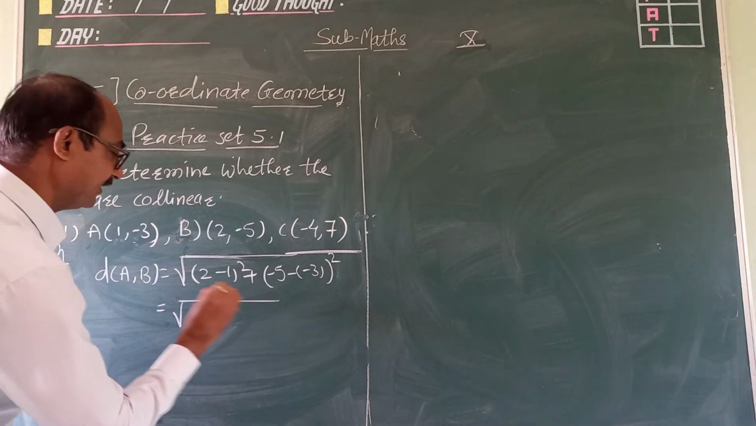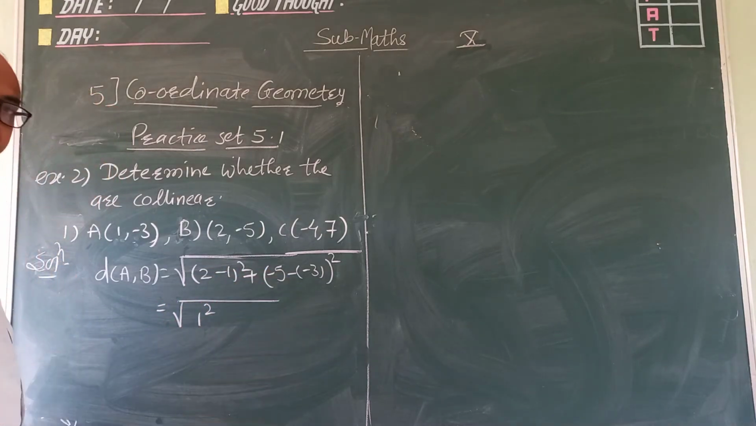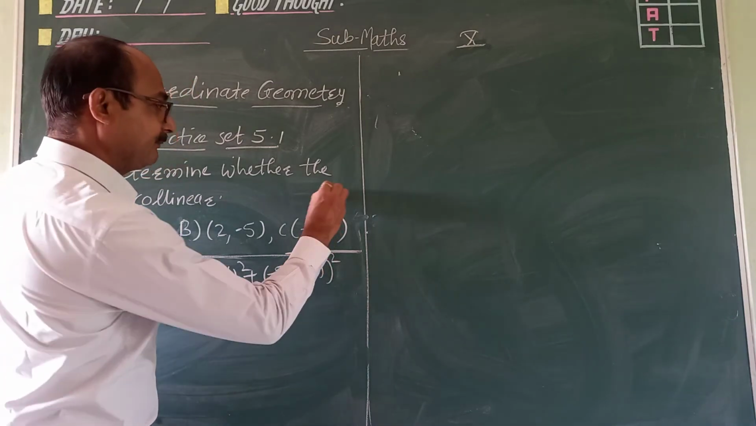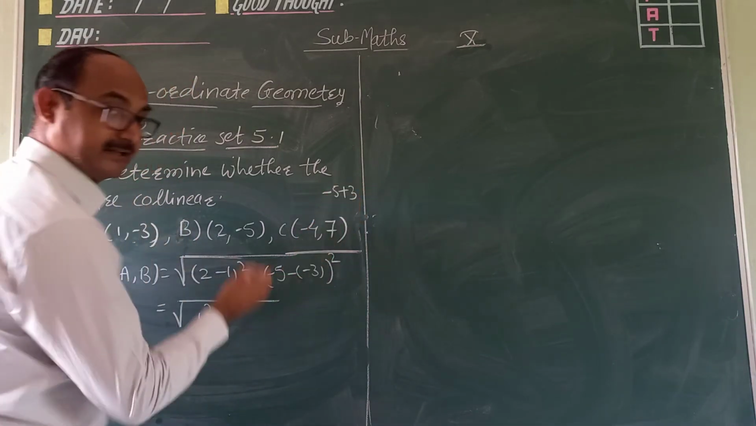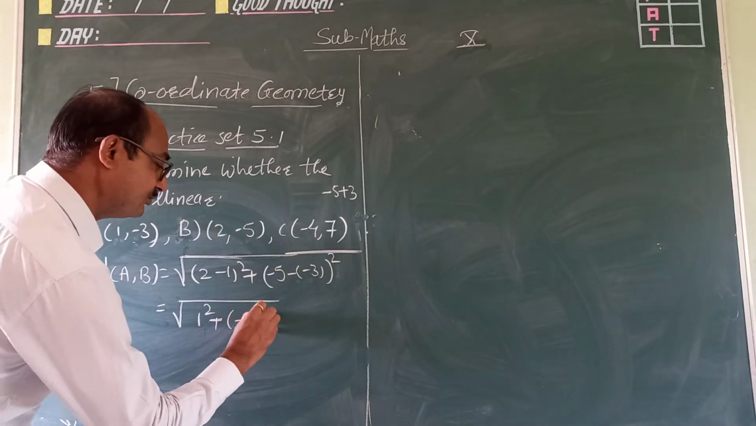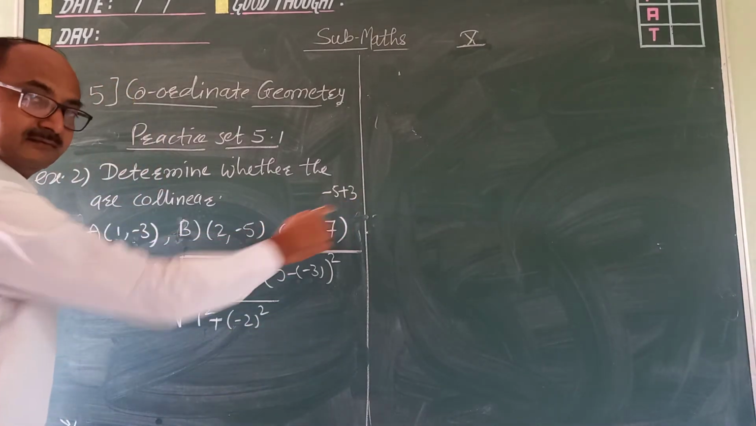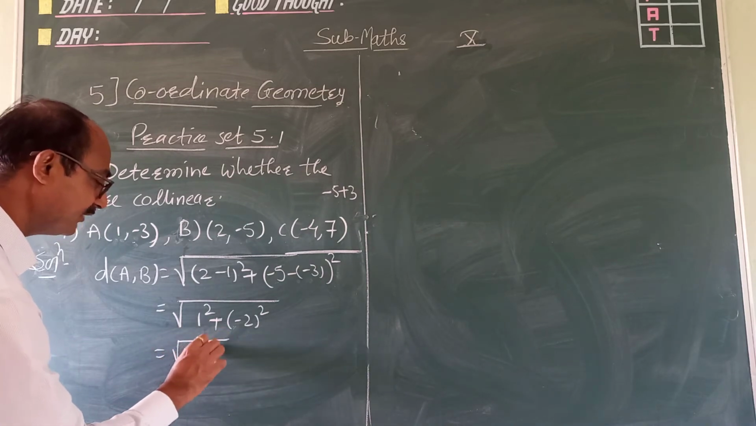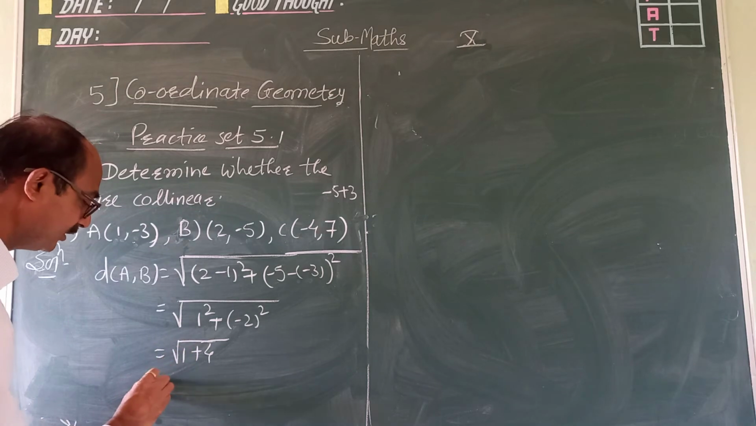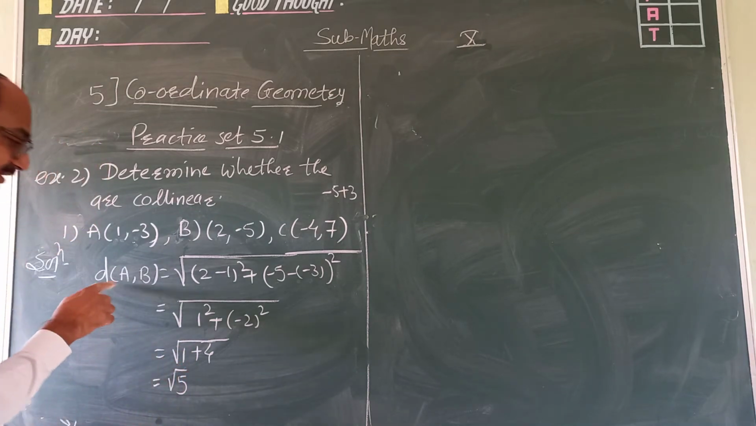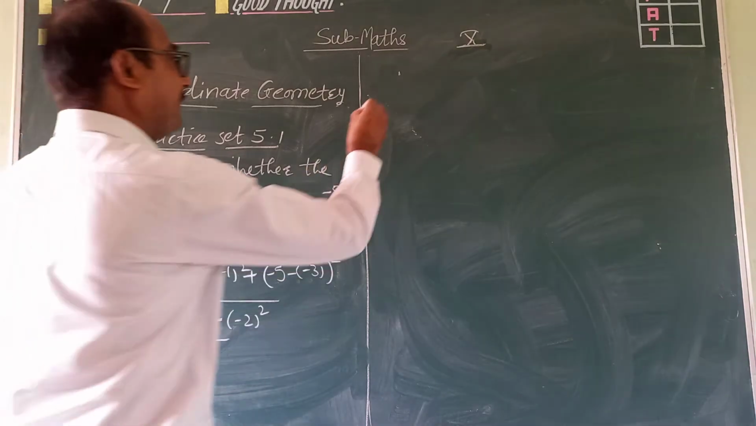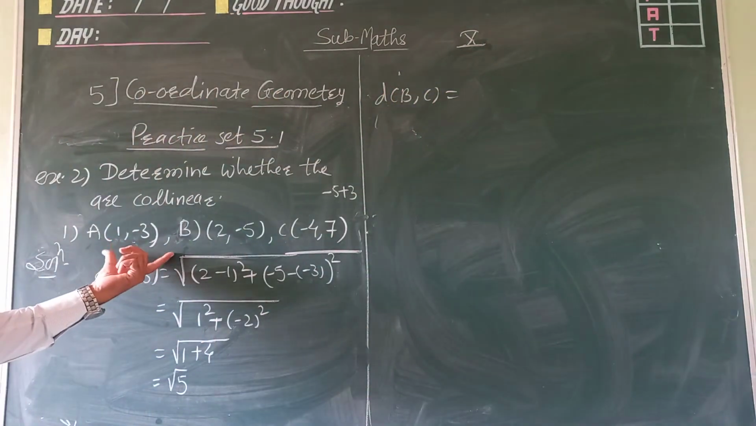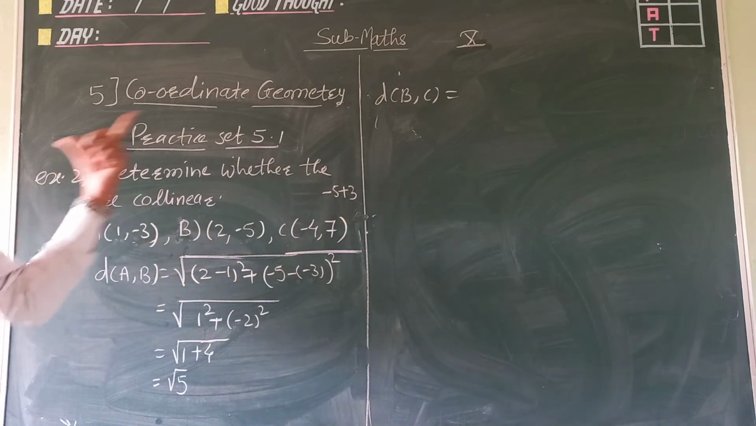So here what comes? 2 minus 1 square. Okay. Minus 5 plus 3, that is minus 2 square. Subtraction gives minus 2. So 1 square is 1, and minus 2 square is plus 4. So it is 5. This is the distance AB. Similarly find distance BC. All distances you have to find. AB you found, then BC, then AC you have to find.